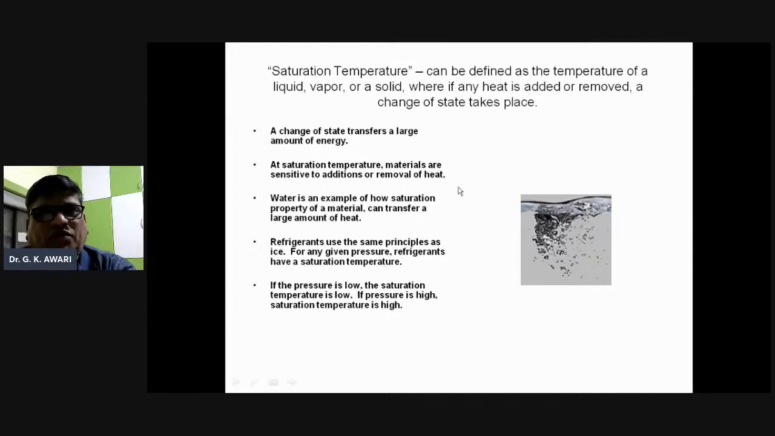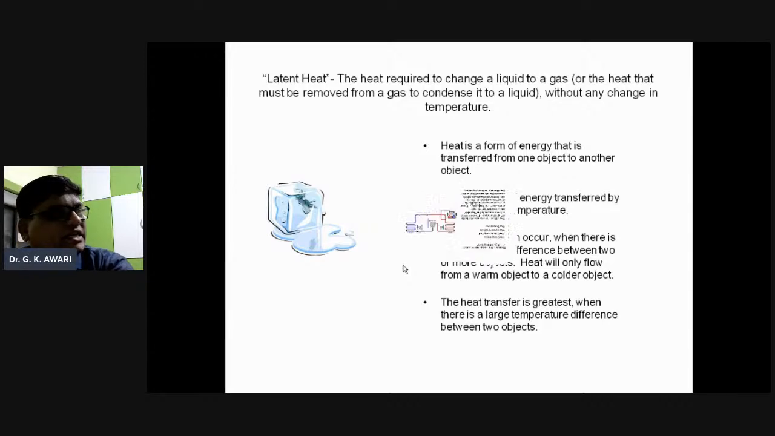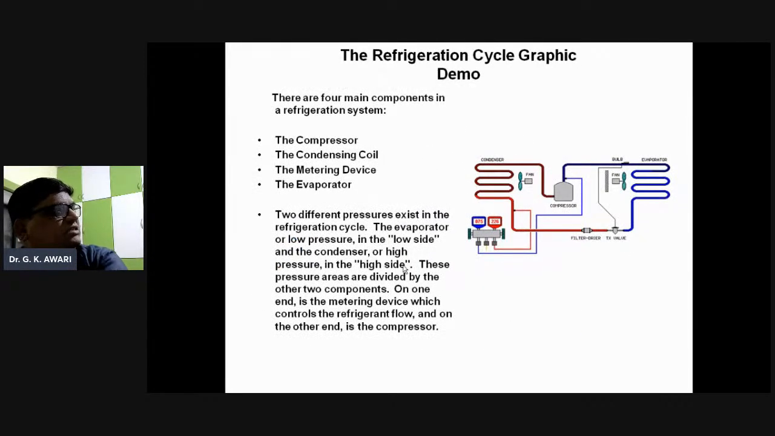Water is an example of how the saturation property of a material can transfer a large amount of heat. Refrigerants use the same principle as ice. For any given pressure, refrigerants have a saturation temperature. If the pressure is low, the saturation temperature is low, and if the pressure is high, the saturation temperature is high. So, what do you mean by the latent heat term used in refrigeration and air conditioning systems? It is the heat required to change a liquid to a gas, which means the phase change is occurring and the liquid is being converted to the gaseous state.